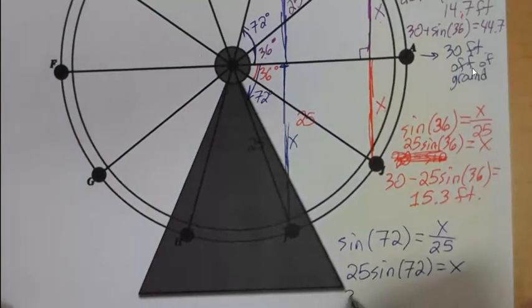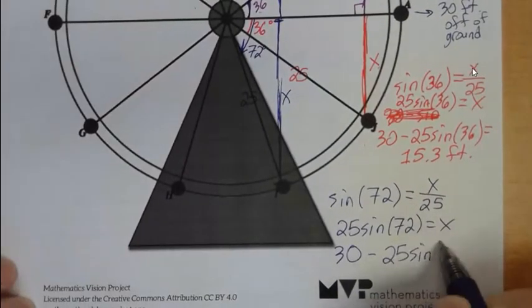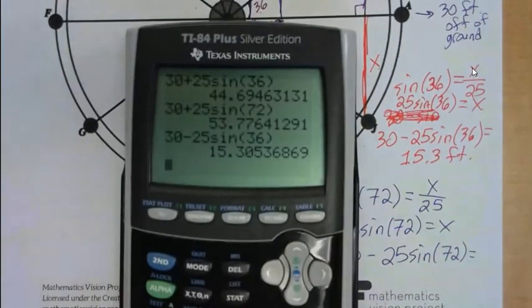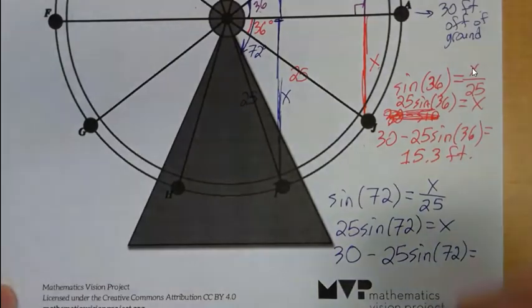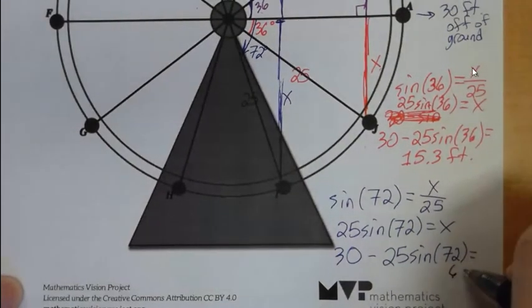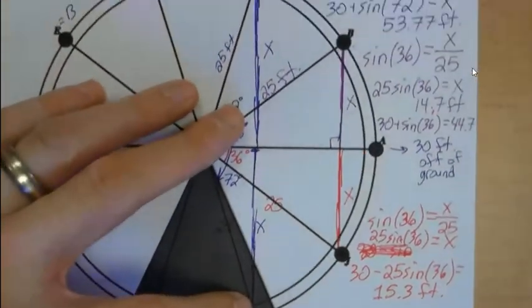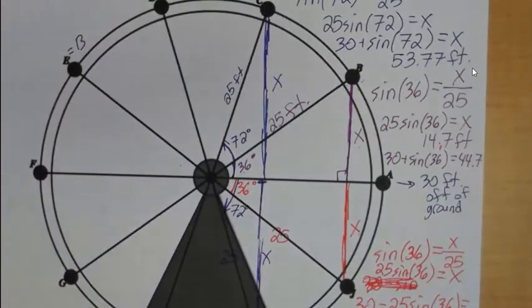So 25 times the sine of 72 would be equal to x. And now all we need to do is 30 minus 25 sine of 72. And that gives us an answer of 30 minus 25 sine of 72 degrees, which is equal to 6.22, or just 6.2 feet off the ground. So we have a very similar equation for both instances. Especially with what we just worked on, we just go up by x or down by x. And it was very similar other than that.